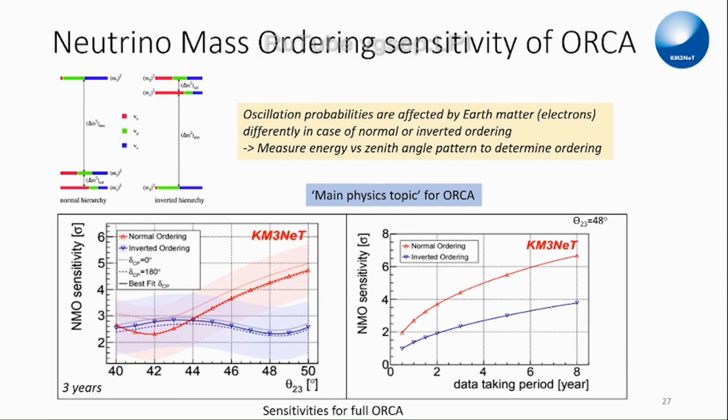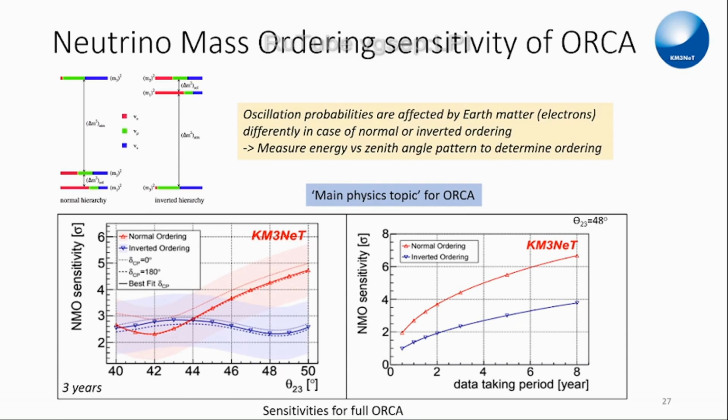Now, the oscillation. The Earth consists of electrons, so electron neutrinos are more affected when they pass through it. They have an extra interaction channel when they pass through Earth. So they experience an extra potential, which means the oscillation probabilities are modified when they move through the Earth. And that actually depends on the neutrino mass ordering. You predict a different oscillation pattern when this mass eigenstate is lighter or when it's heavier. So this is one way to determine the neutrino mass ordering.